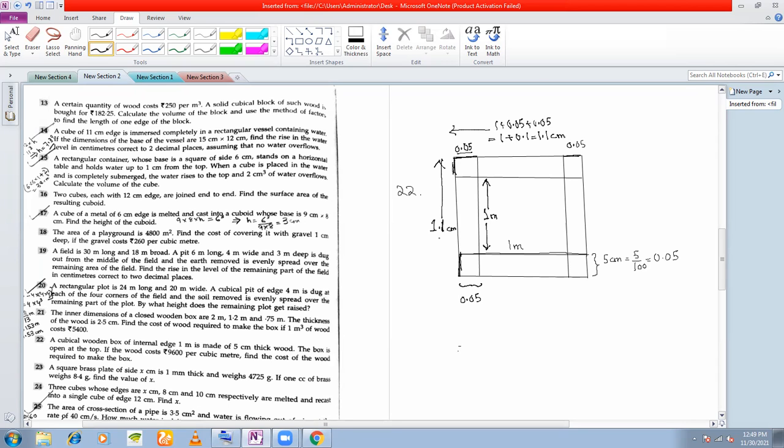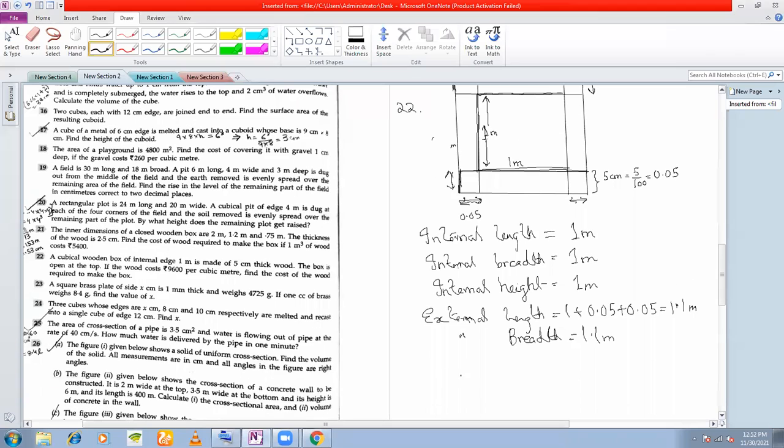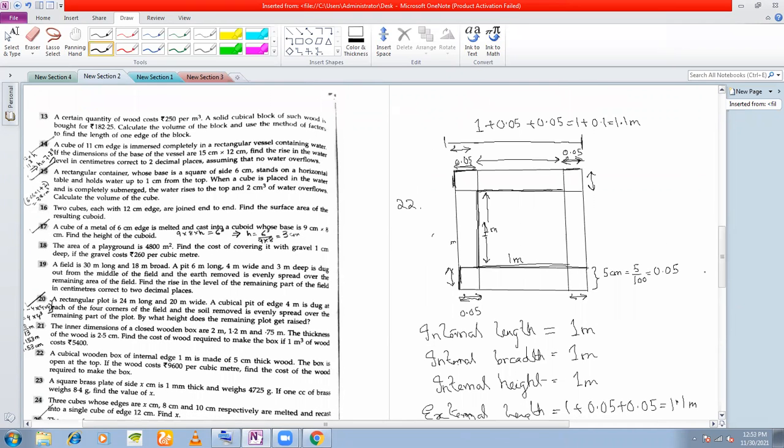Do you agree with what I'm saying? Or any question you have? You're looking at the box from the top. What is the external height? Tell me. Just know that this is a box with an open top. A box with an open top, what will be the height? Is there any thickness of wood at the top? Tell me.